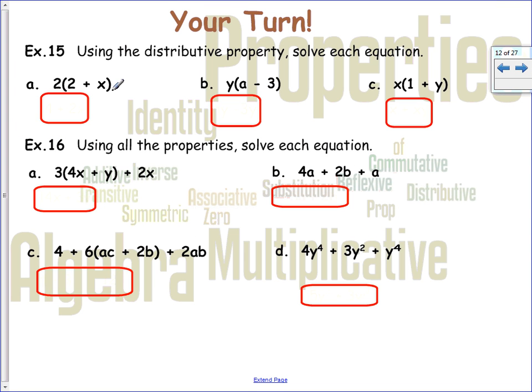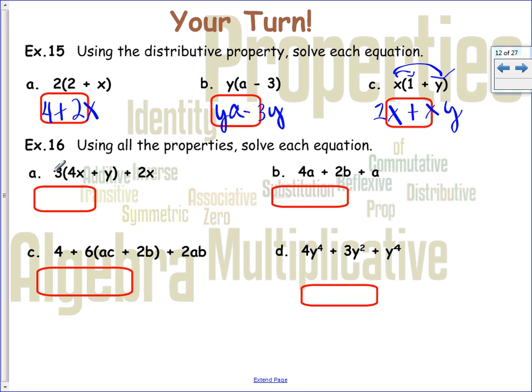What's 2 times 2 plus x? 4 plus 2x. Okay. What's y times a minus 3? Ya minus y3. Good. 3y. What about this one? x times x plus 1. x squared plus x. I don't need to put the 1. It's invisible. Okay.